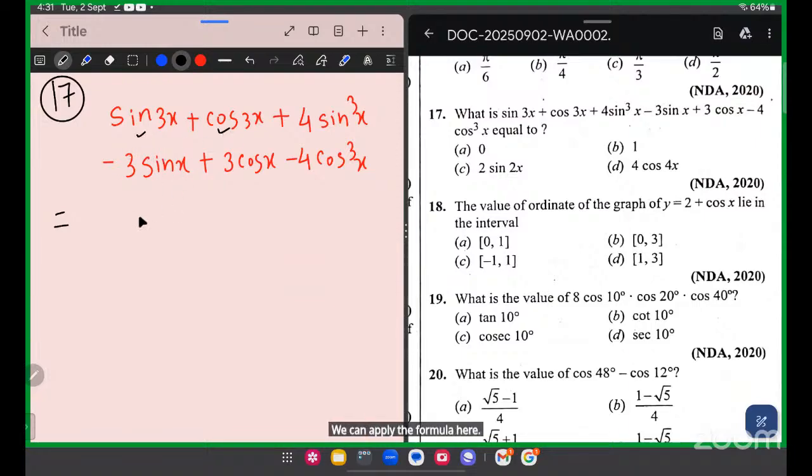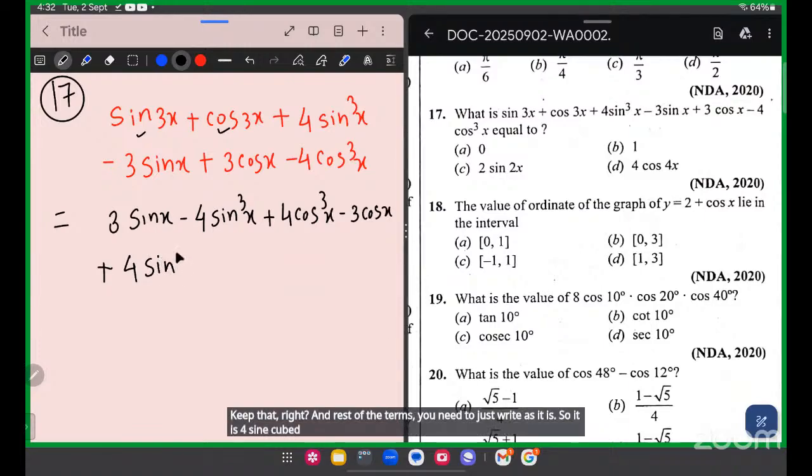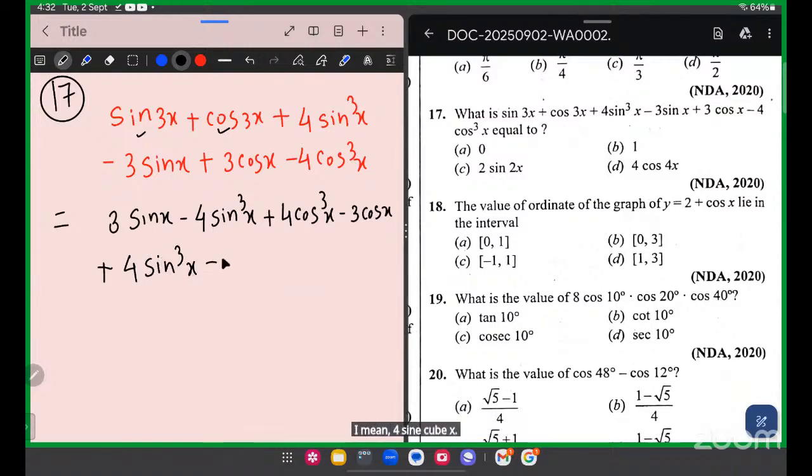What is sine 3x plus cos 3x? 3 sine x minus 4 sine cube x, plus, what is cos 3 theta? What is the formula of cos 3 theta? It is 4 cos cube theta minus 3 cos theta, right? And the rest of the terms you need to just write as it is. So it is 4 sine cube x minus 3 sine x plus 3 cos x minus 4 cos cube x, right?